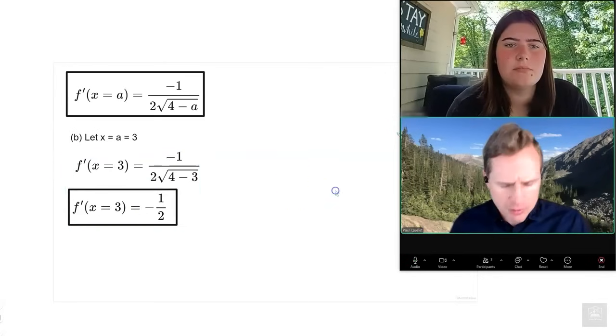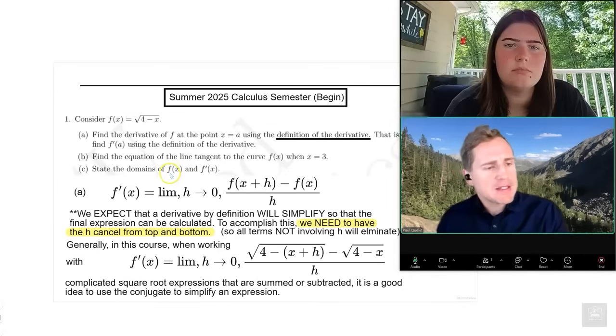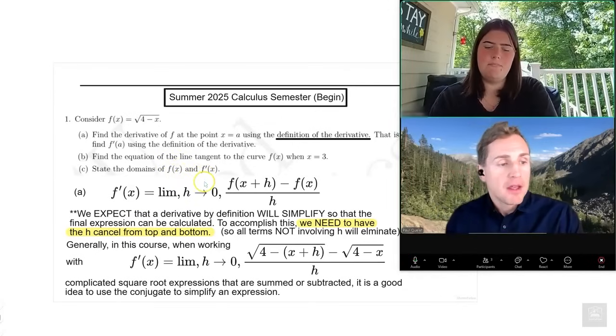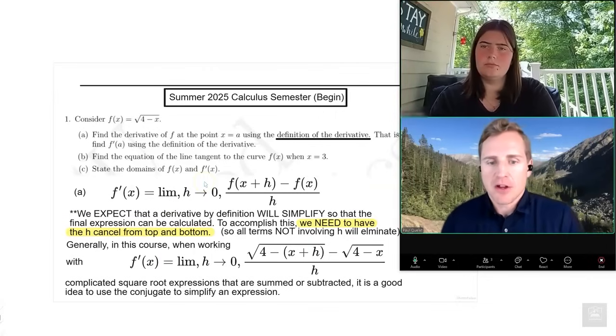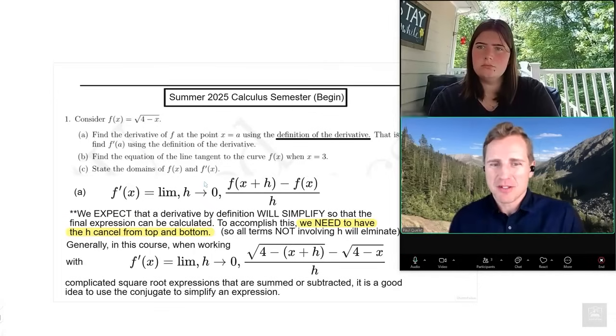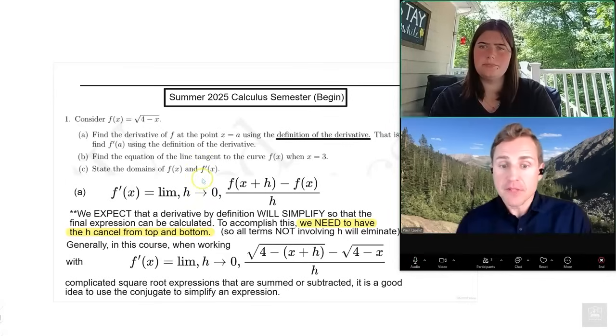So let's go back to see what they asked about for part C. Yeah, state the domains of f of x and f prime x. Okay, so let's talk about domain. So domain is kind of a pre-calculus idea, right? Remember we were talking about inputs and outputs? So does domain pertain to x or to y? Yeah, to x.